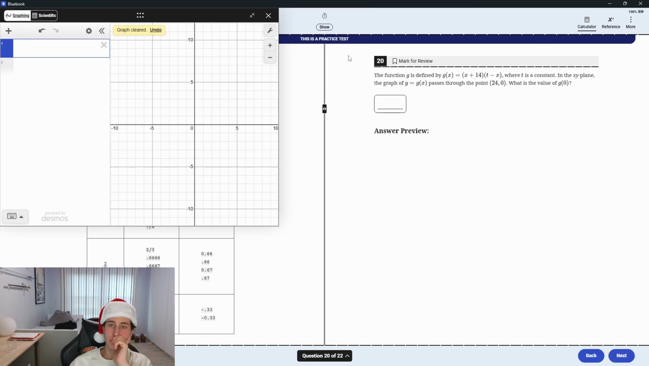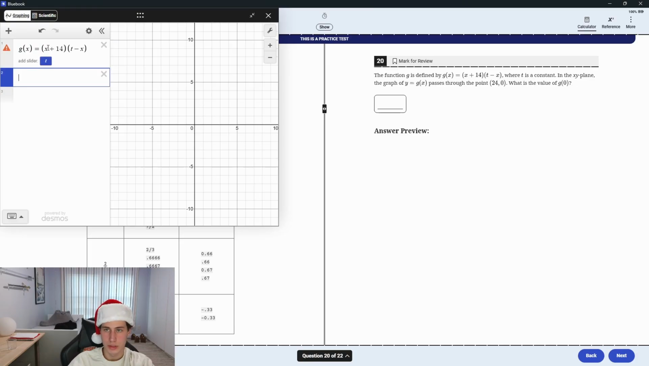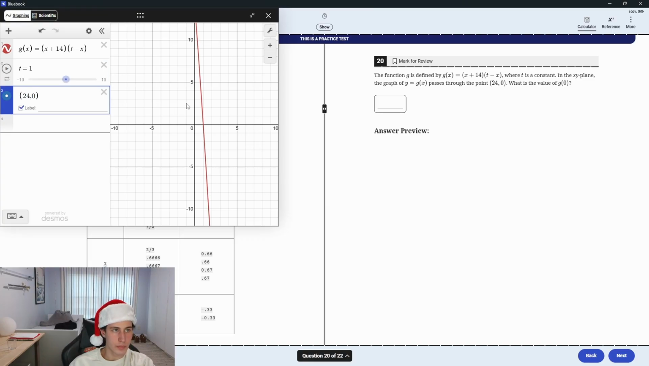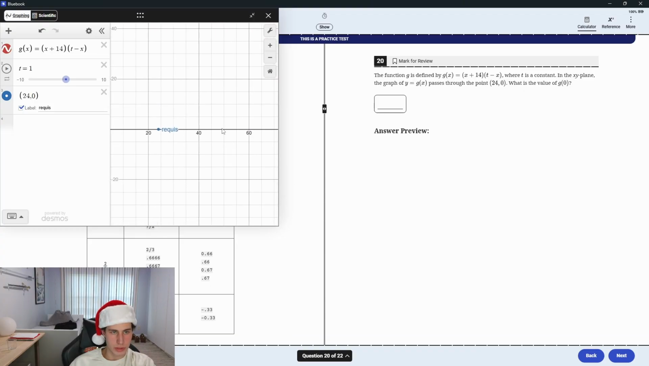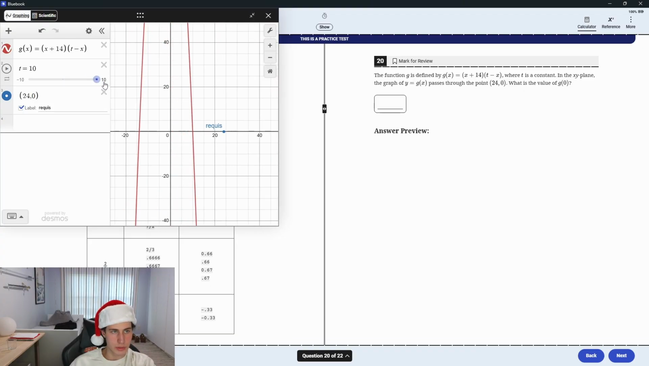Both methods work easily. So the function g is defined by this, where t is a constant. In the xy plane, the graph passes through the point 24, 0. What is the value of g of 0? So g of x equals this, and it passes through the point 24, 0. Alright, so we have 24, 0. So we need to find what the value of t is so that it hits through the point 24.